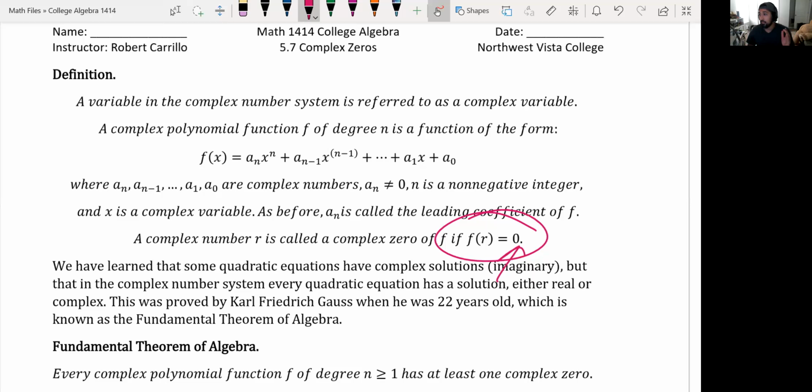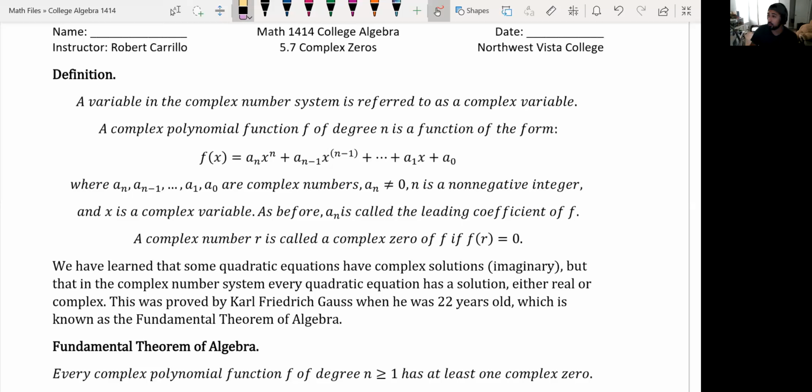But once again, today we're just looking for complex zeros. And we'll find real zeros as well, but it's all about complex zeros today. So we have learned that some quadratic equations have complex solutions. They'll have imaginary numbers. But in a complex number system, every quadratic equation has a solution, either real or complex. This was proved by this really old dude named Carl Gauss.